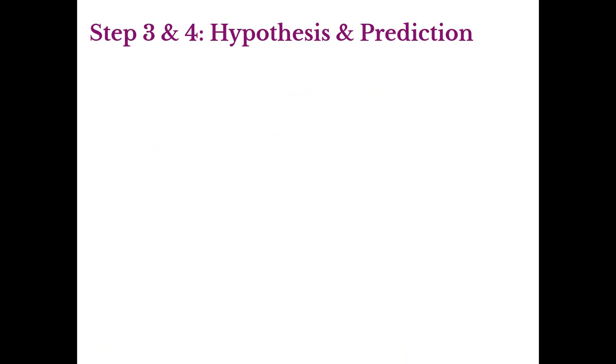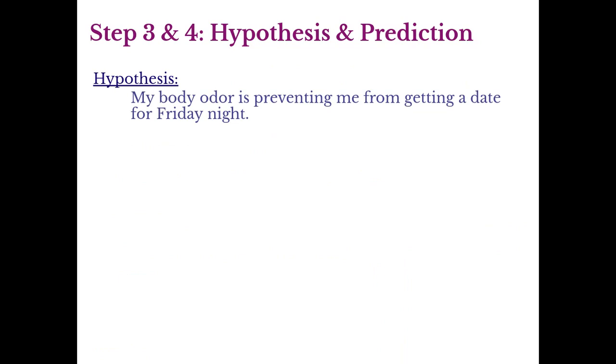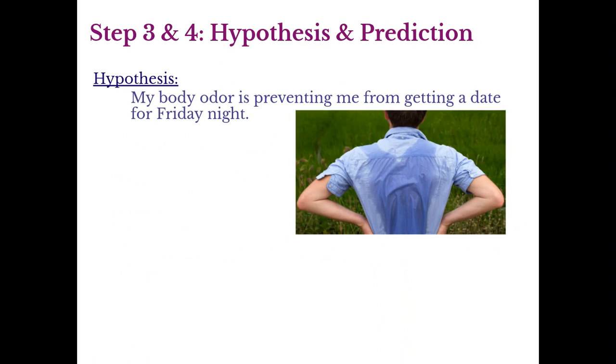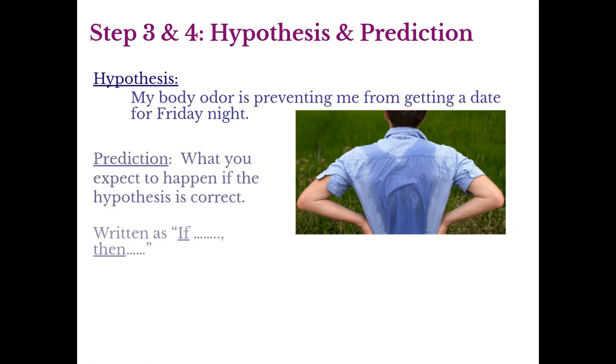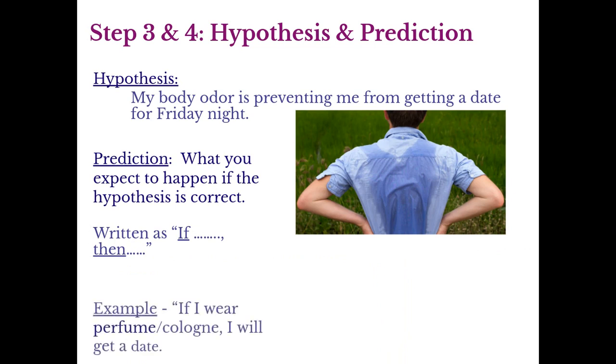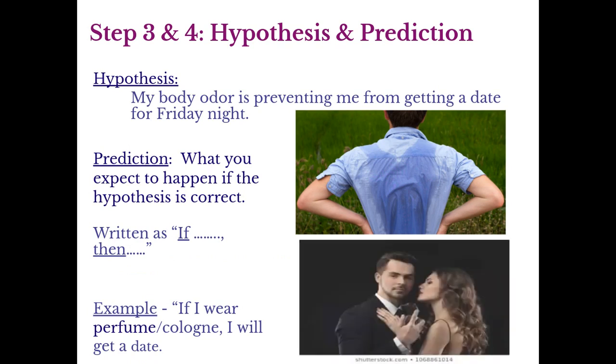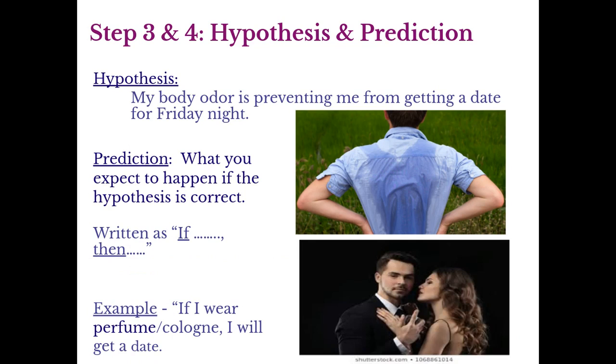From there, I'm going to make a hypothesis and a prediction. My hypothesis here is that my body odor is preventing me from getting a date for Friday night. So I'm a sweaty beast. If I use that as my hypothesis, I can then make a prediction. Remember, that's usually if-then. So if I wear perfume or cologne, I will get a date, right? That's a very testable, easy experiment to run. And if it works out, this is what my hope is.